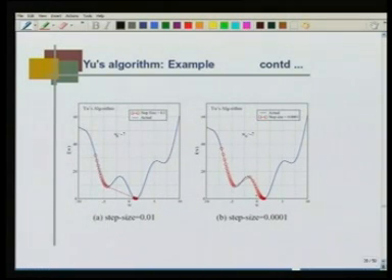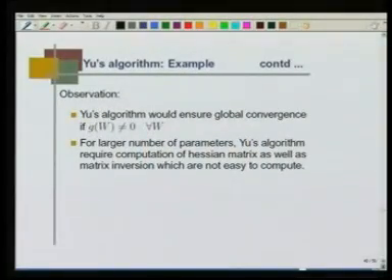So, this algorithm shows that from whichever initial condition you start, you can always reach the global minimum point. This is very nice, but unfortunately it is not implementable. So, Wu's algorithm would ensure global convergence. For a large number of parameters, Wu's algorithm requires computation of the Hessian matrix as well as matrix inversion, which are not easy to compute.